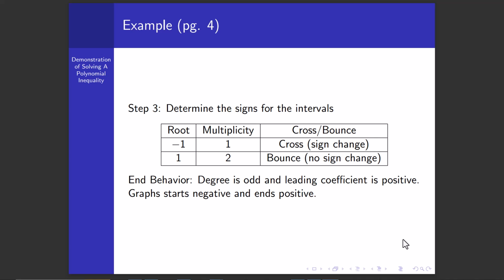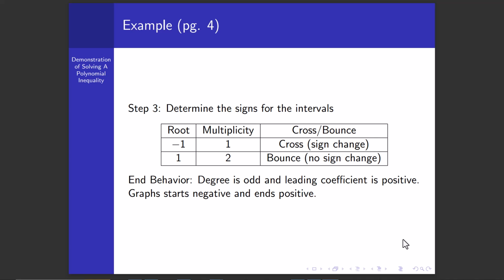Our other root at +1 has a multiplicity of 2. And that means it's going to bounce off the axis. And that means that there's no sign change. And again, this is useful when it comes to solving inequalities because that means that there won't be a sign change, which means the sign will stay the same on either side of that root +1.